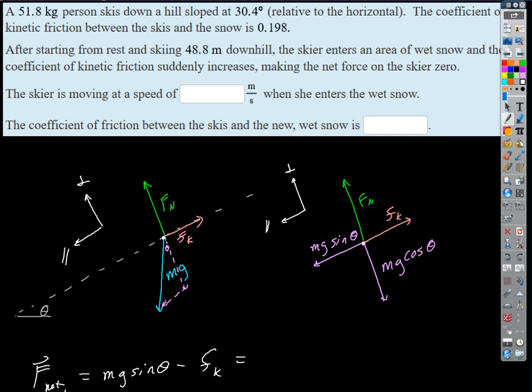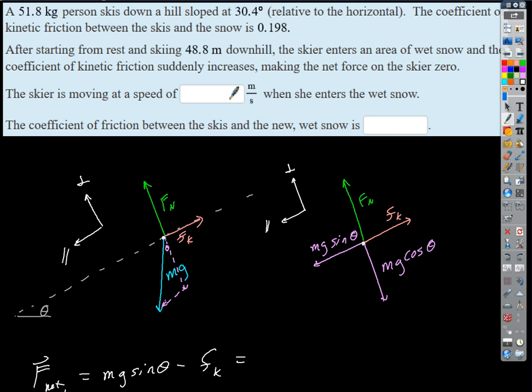After the skier skis 48.8 meters, she comes to some different snow, some wet snow, where it's stickier, right? When she hits the wet snow, all of a sudden the kinetic friction increases, making the net force on the skier zero. So now she's just coasting along, not picking up speed in the wet snow. So we want to know how fast she's moving when she enters the wet snow, and then what the coefficient of friction is going to be.